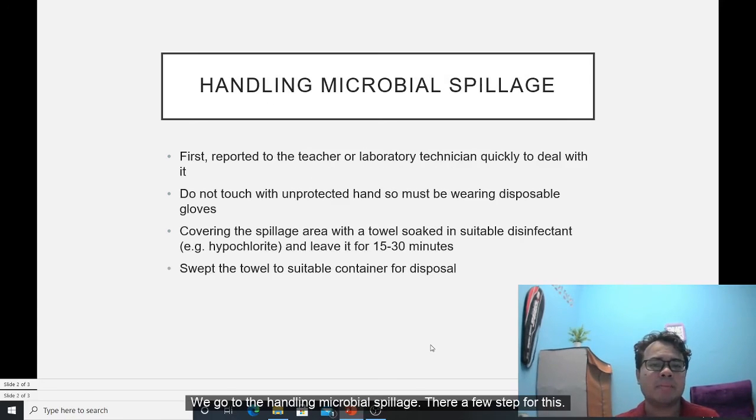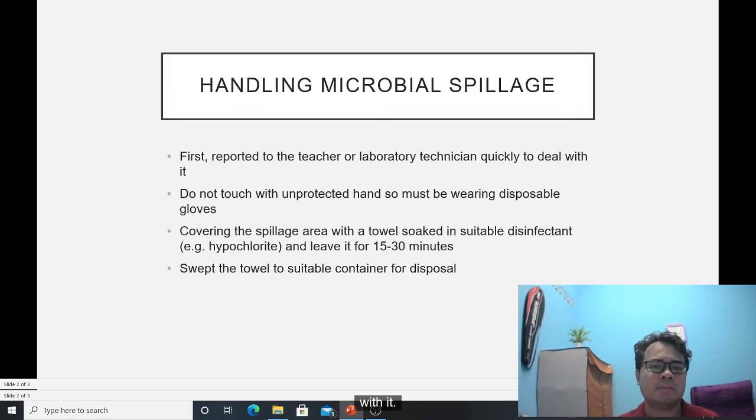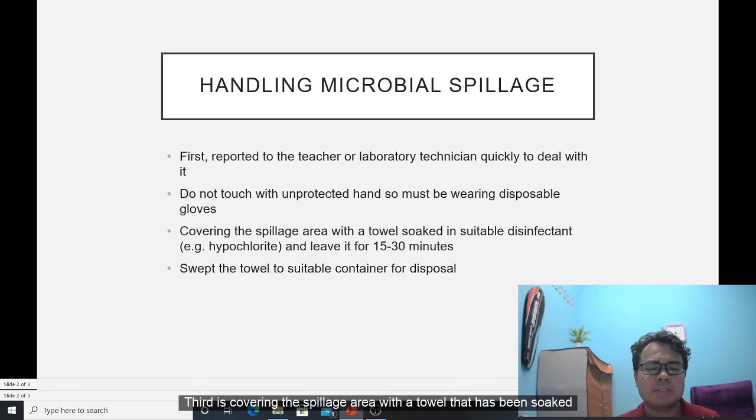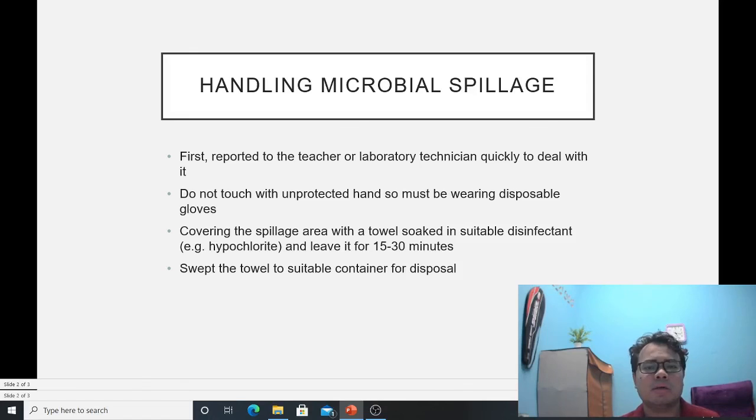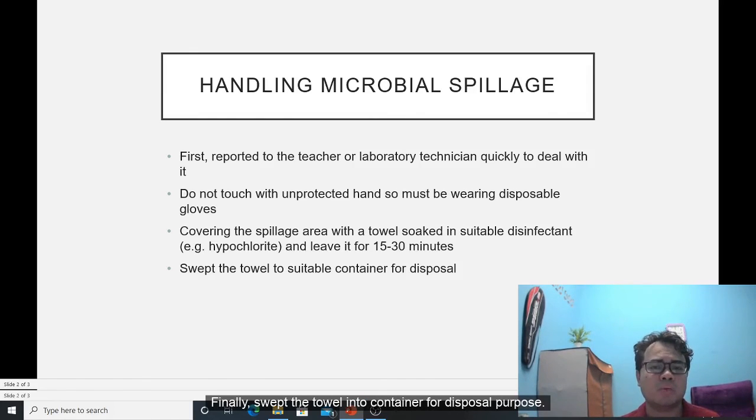Next we go to handling microbial spillage. There are a few steps for this. The first is, when the spillage happens, you must inform your teacher or laboratory technician to deal with it. Second, do not touch it with unprotected hands. You must be wearing disposable gloves. The third is covering the spillage area with a towel that has been soaked in a disinfectant, such as hypochlorite, and leaving it for about 15 to 30 minutes. And finally, sweep the towel into a container for disposal.